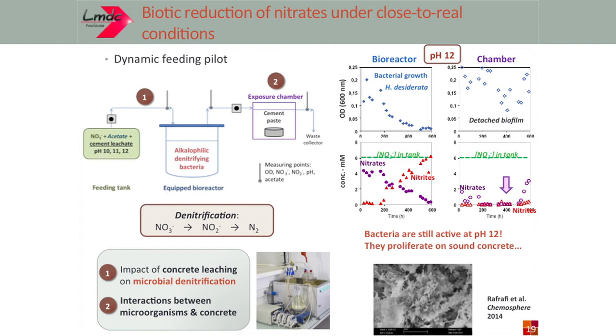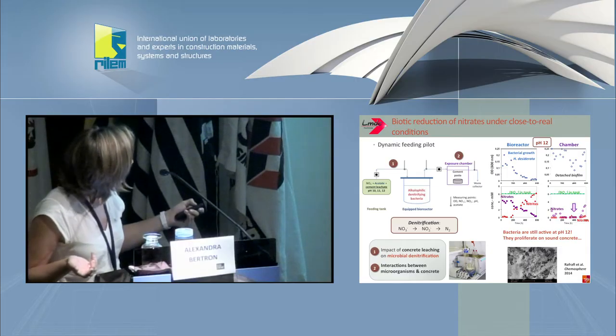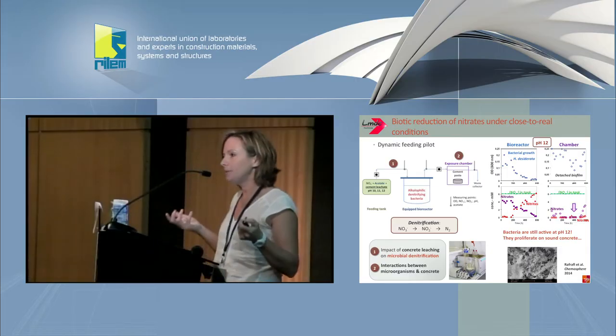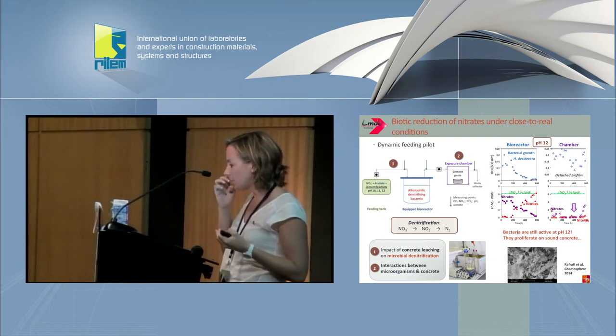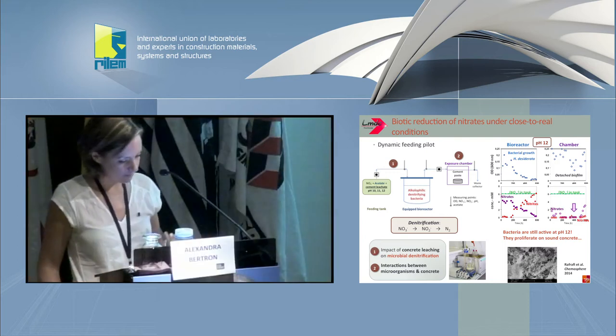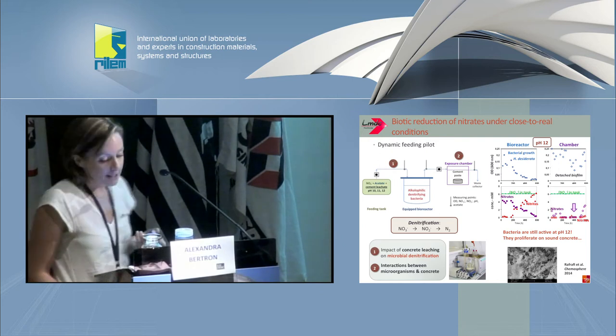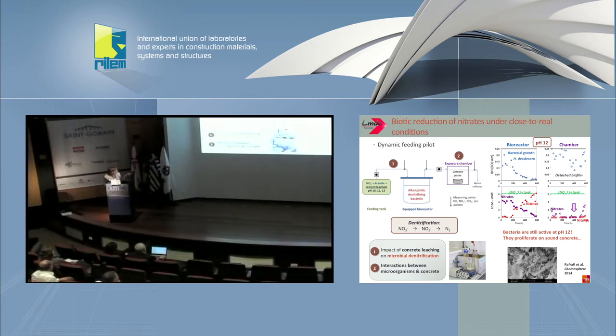We expect that nitrogen is obtained so that we are in the most favorable conditions for the safety of the storage. So an example at pH 12, we chose to use Alkalihalobacillus desiderata, which is an alkalophilic denitrifying bacteria. And we can see that even at this very high pH, there is some bacterial growth. This is optical density, which measures the concentration of bacteria in the medium. So there is an activity.